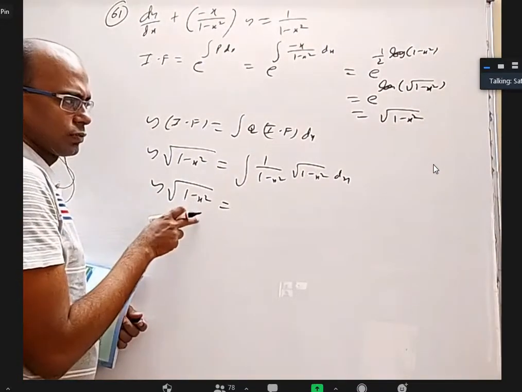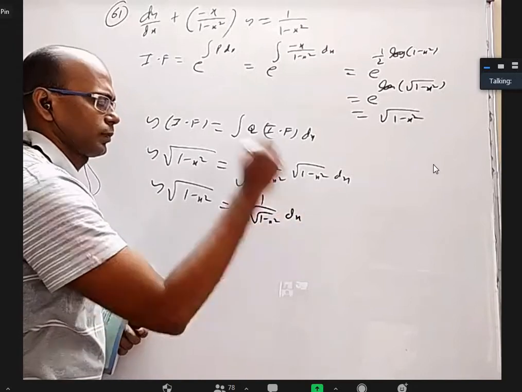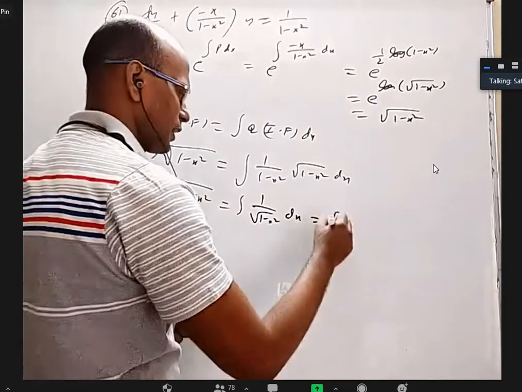So y into root 1 minus x square, and here it is integral 1 by root 1 minus x square dx. And that integral is sine inverse x.